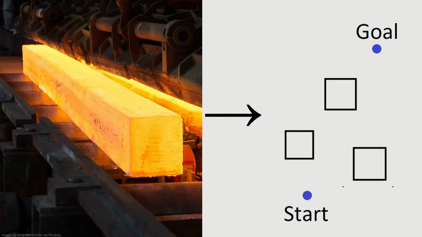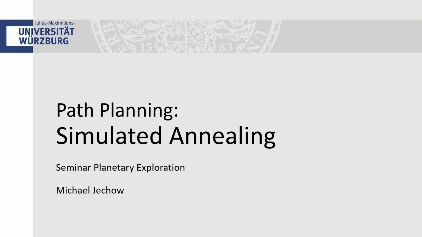A glowing piece of metal couldn't help us find a path for a rover driving on another planet. Can it though? Obviously it can, otherwise I wouldn't tell you this. The concept I'm talking about is called simulated annealing and is the topic of this video.